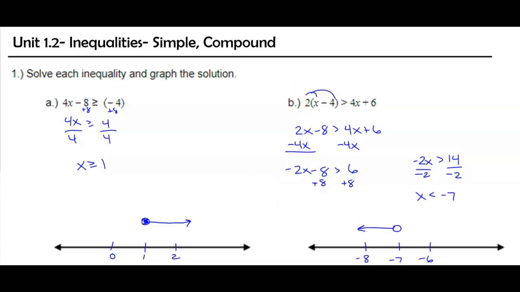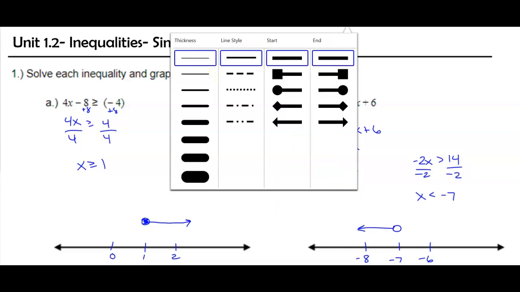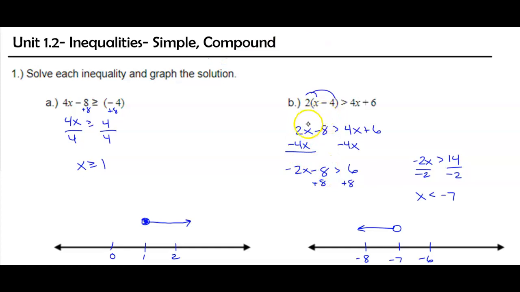What we could have also done to solve this problem was actually from this point right here, and this is what I was doing originally before I stopped myself, is if I subtract 2x on both sides, I would have negative 8 is greater than 2x plus 6. And then I would bring the 6 over to the left side. Negative 8 minus 6 is negative 14. And I would have negative 14 is greater than 2x.